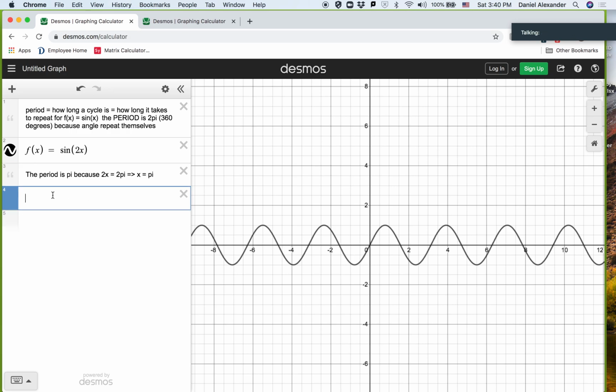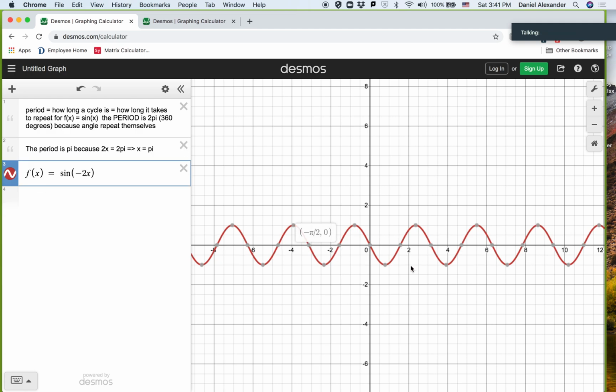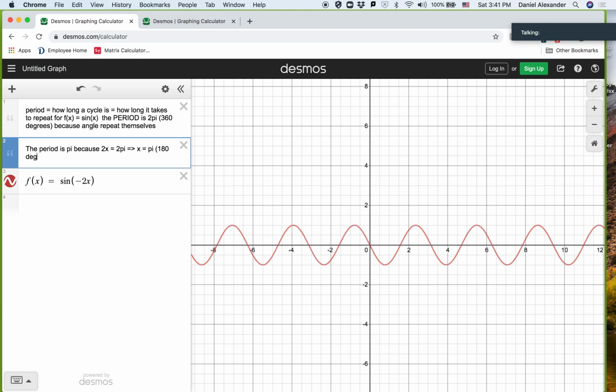Okay, again, let's look at another one. f of x equals sine of minus 2x. Same thing, the graph flips, but it still repeats itself every pi, every 180 degrees. So I'm just going to mention this, 180 degrees. So again, the period is still pi.